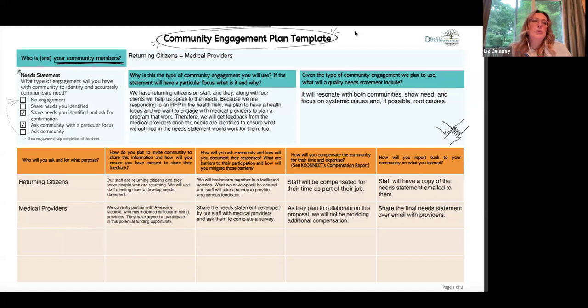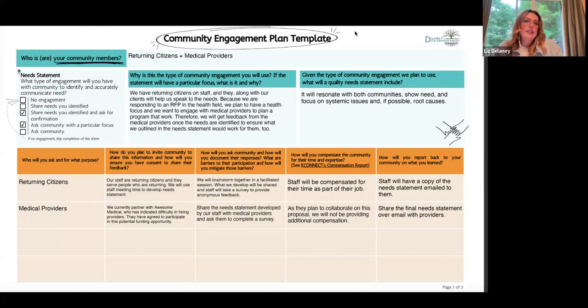And so in the needs statement, you are first going to identify what type of engagement you want to have with the community. And so this goes back to that continuum I showed on the last couple slides. And so this, again, is just being really planful about what level of engagement you're going to use. And in this particular case, we're both going to share the needs that we identified and ask for confirmation. That's specific for the medical providers. And we're going to ask community with a particular focus that's specific for returning citizens.